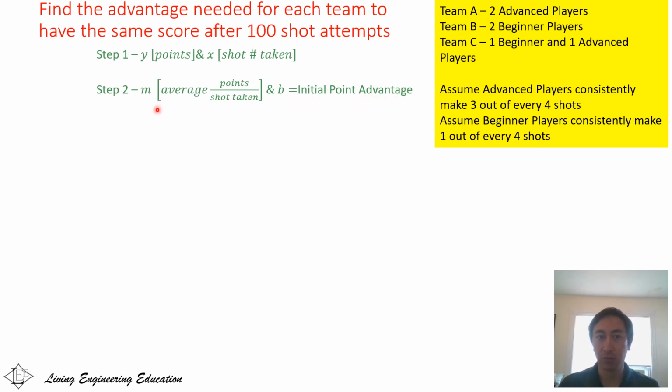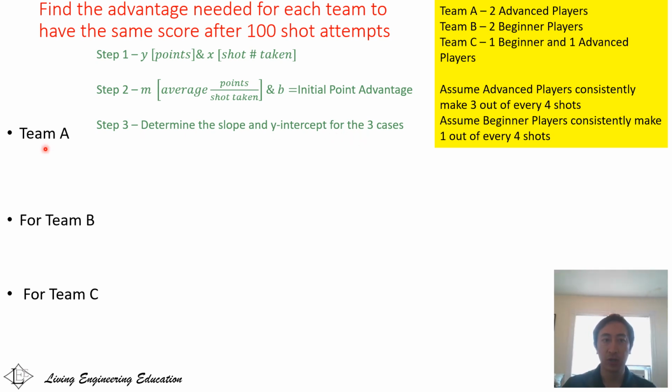M, the slope. The average points, I wrote average here because I'm trying to say for like an advanced player, their slope would be 3 of 4. 3 out of 4. So points out of the shots taken. So for every shot, they make 3/4, right? So like I said in the previous slide, I don't want steps. I want to just have an average component. That's why we're going to make this an average points per shot taken. Okay, so now we have to determine the slope and y-intercept for all 3 of these cases.